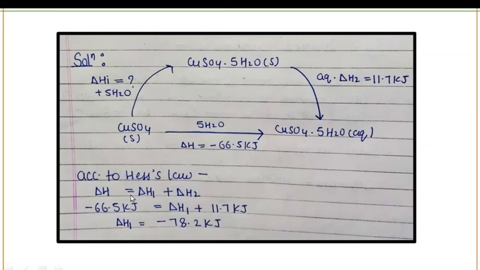The delta H value you have been given is minus 66.5 kilojoule, as you can see here, and delta H1 is for when CuSO4 solid is converting into the hydrated solid form, plus delta H2 when this solid state is converting into aqueous state, that is 11.7 kilojoule. When you solve the equation, you will get the answer as minus 78.2 kilojoules. So guys, this was all about today's topic, thermodynamics. We have completed the chapter, or you can say we have completed the topic thermodynamics.